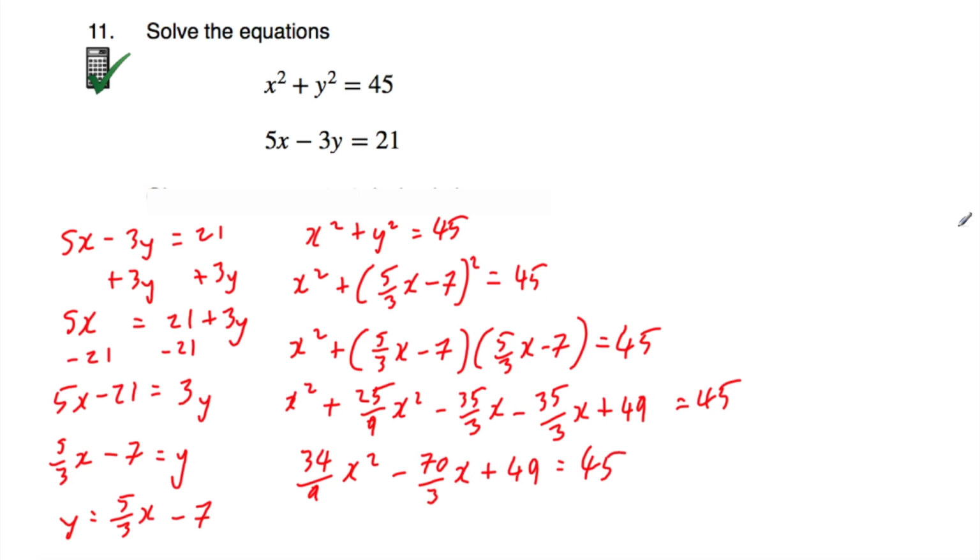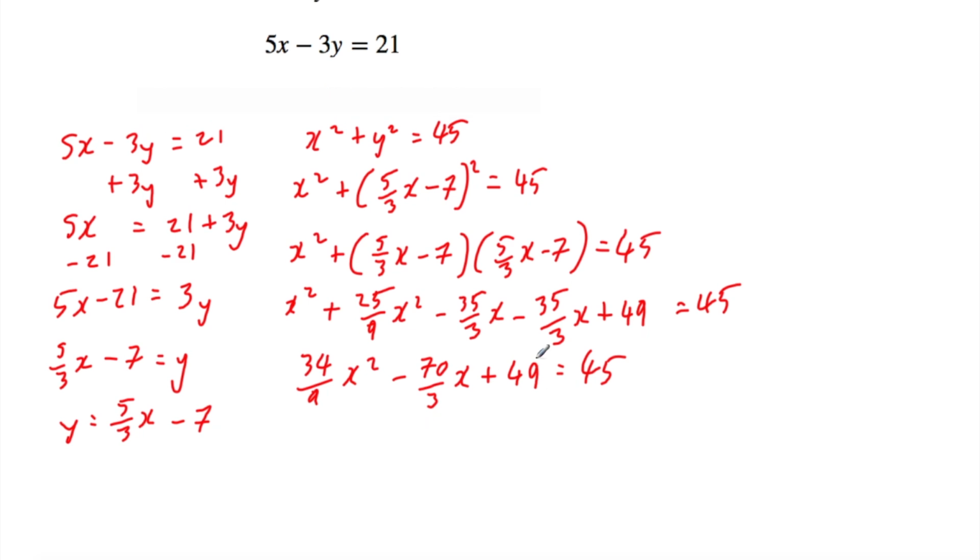So we're getting there. It looks quite messy, but we're getting there. Now we want to get it equals 0, so let's take away 45 from both sides. So we're going to get 34 over 9 x squared minus 70 over 3 x.